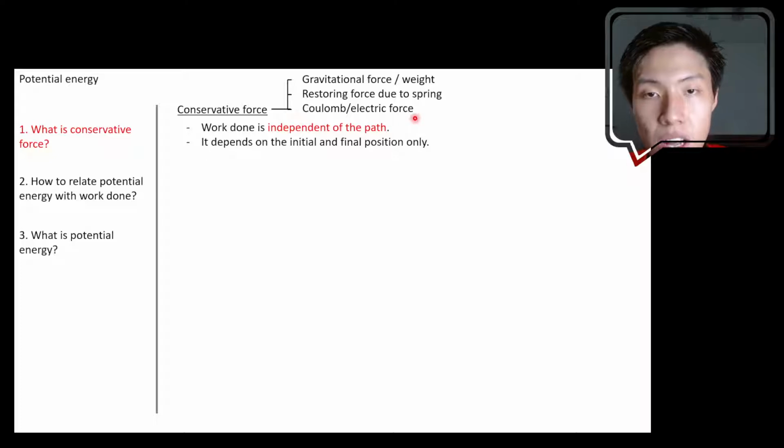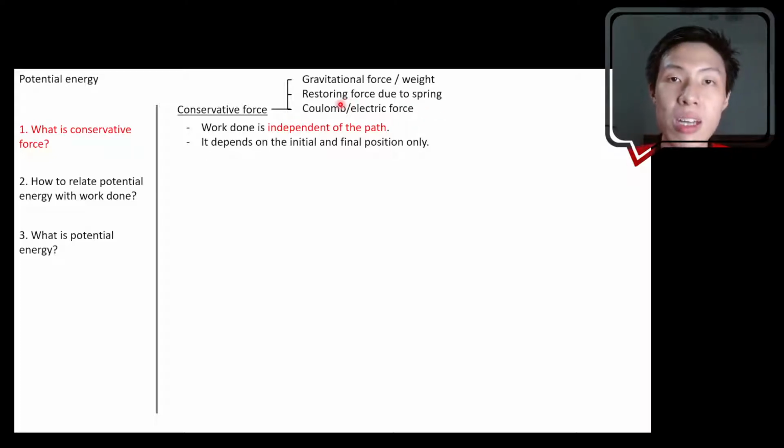But the third one, Coulomb force and electric force, is something that you learn in semester 2 when you come across the topic of electrostatics. So we will not discuss that in this chapter, so we will not encounter Coulomb and electric force in chapter 5. So you need to know that conservative force in chapter 5 that we are learning right now is either due to gravitational force or it's restoring force due to spring.